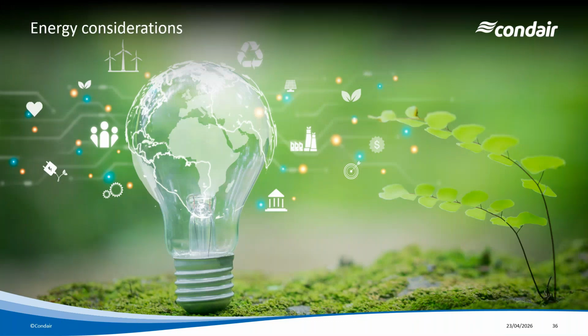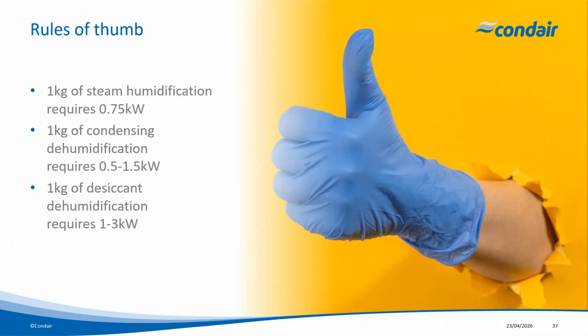So let's now look at energy considerations. And we talked about some good rules of thumb. We know every 1 kilogram of steam that we're producing for isothermal humidification requires 0.75 of a kilowatt. 1 kilogram of condensing dehumidification requires 0.5 to 1.5 kilowatts, again, depending on what your air on and air off conditions are. And 1 kilogram of desiccant dehumidification, somewhere between 1 and 3, again, depending on where you are between the start and the end point of the process. But it's a good indication.